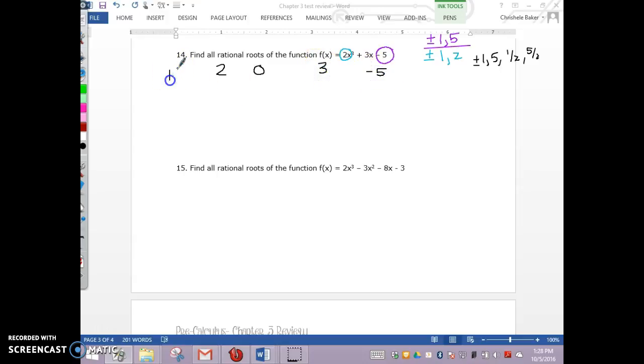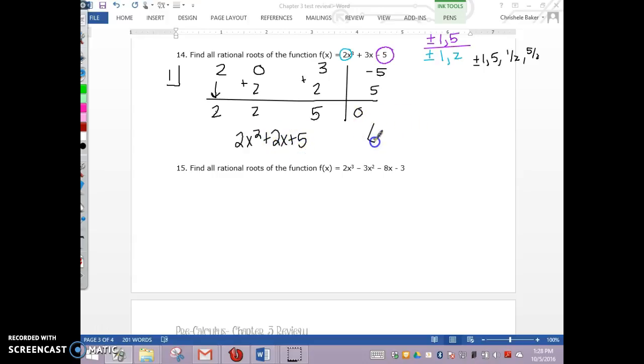So let's start by using 1. Hopefully it'll work. 2 times 1 is 2, and I add. 2 times 1 is 2, and I add. I got lucky. Okay, it worked. And by worked, I mean remainder of 0. So now I have 2x squared plus 2x plus 5, and I'm going to factor that.